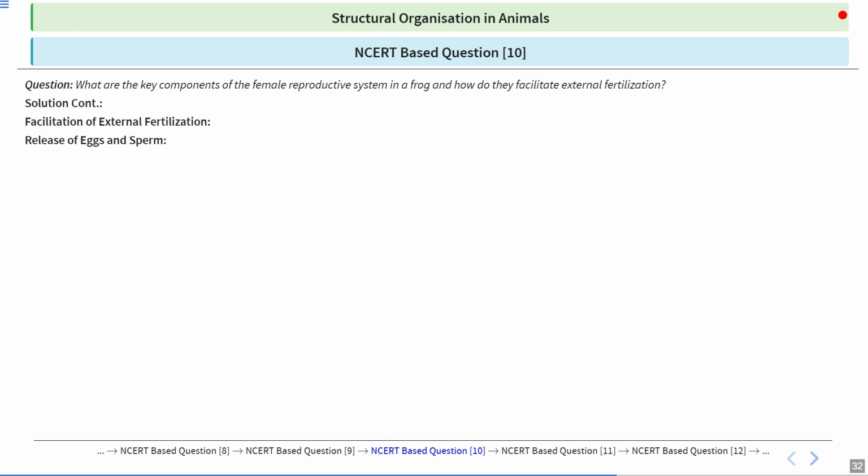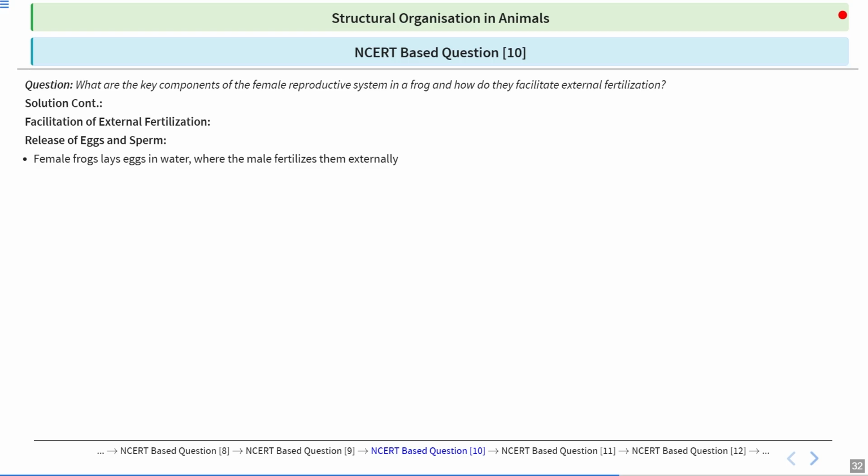Now, facilitation of external fertilization. How is this helping in the external fertilization? Release of eggs and sperm. Number 1 point, female frog lays eggs in water where the male fertilizes them externally.